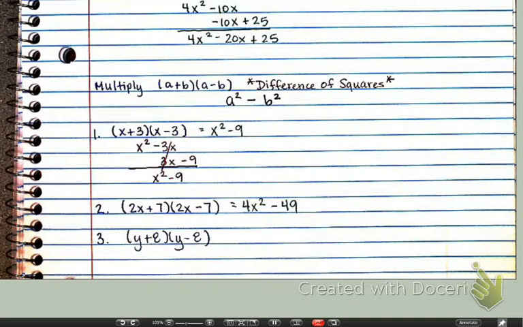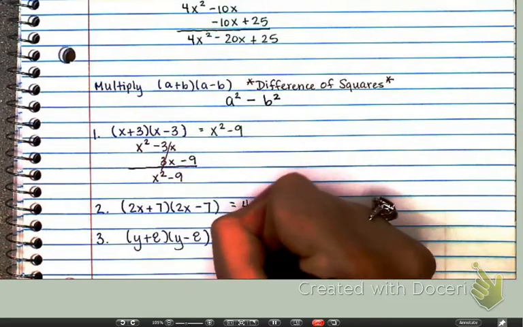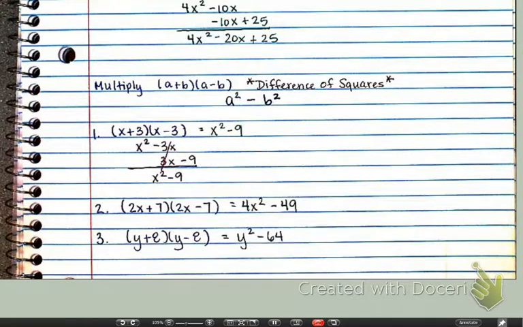Theoretically you should be done, right? Because you're noticing that what's in the parentheses is exactly the same. One's plus, one's minus. So y times y is y squared, 8 times negative 8 is a negative 64.